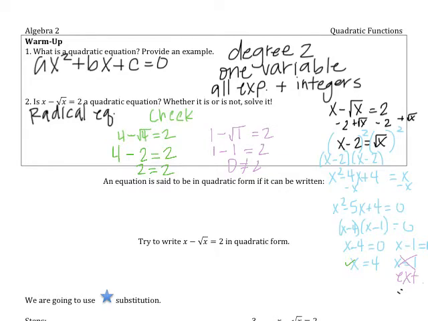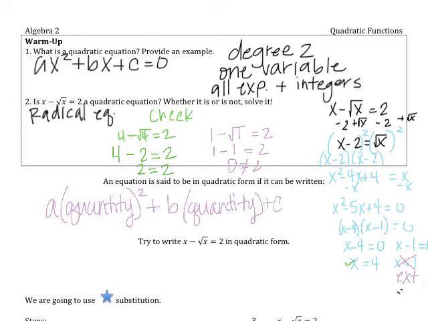So we can write an equation in quadratic form like the one that we just did if we can write it as a times some quantity squared plus b times some quantity plus c equals 0.